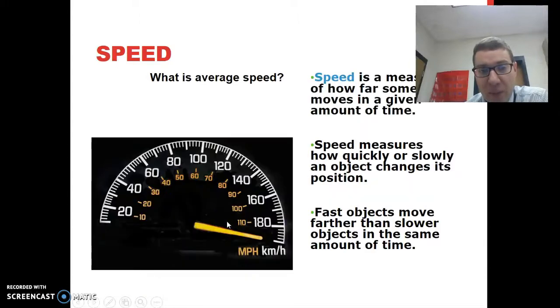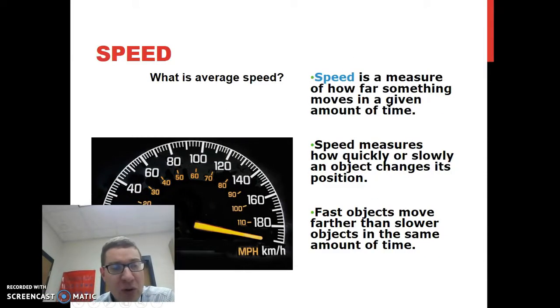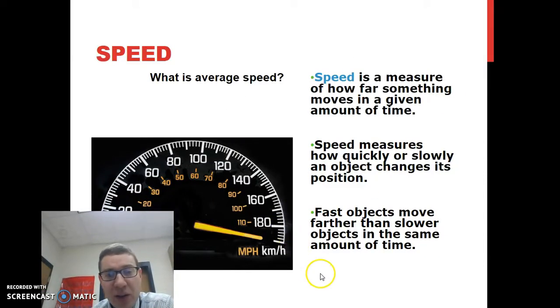Okay. So what's average speed? Let's talk about average speed. We used some examples of cars. Okay, and a car has an average speed generally. So if you're on Route 7, you're going 55 miles per hour. That's an average speed. Okay?